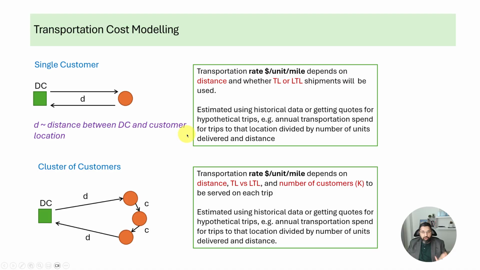Okay. So again, historical data, or just doing what-if analysis with a transportation company, asking them how much would you charge for this sort of a load going from here to here, you'll be able to gather this data and get your transportation rate, which is one of the key inputs into the optimization model, because if this is not accurate, the results of the optimization model will not be accurate.